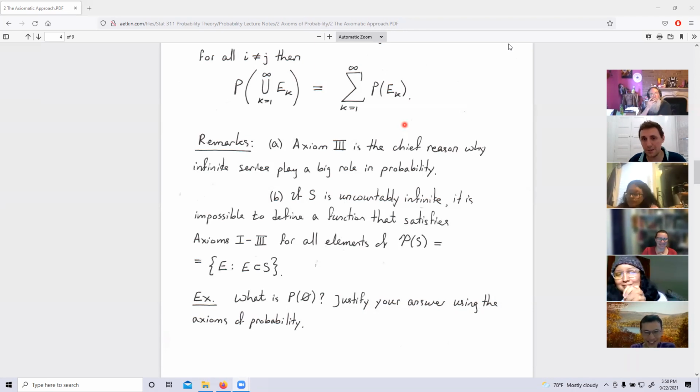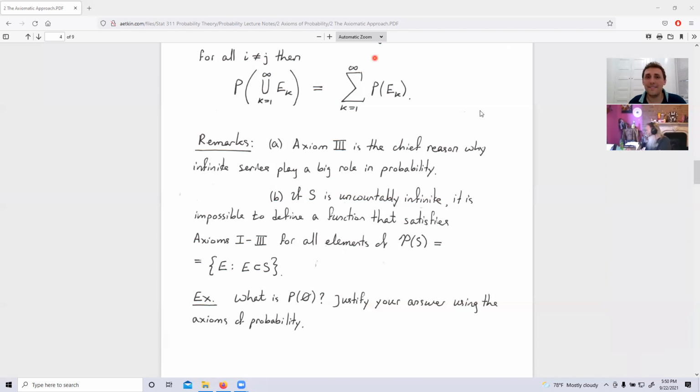I'm not always tricking you, right? So what's the probability of the empty set?